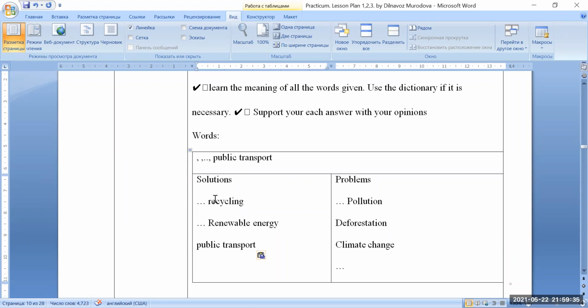Let's support your ideas. Let's speak about recycling. Why is it a solution? If we recycle, we will not use plastic bottles. We will minimize the number of disposable items. We will not cut trees for paper items.